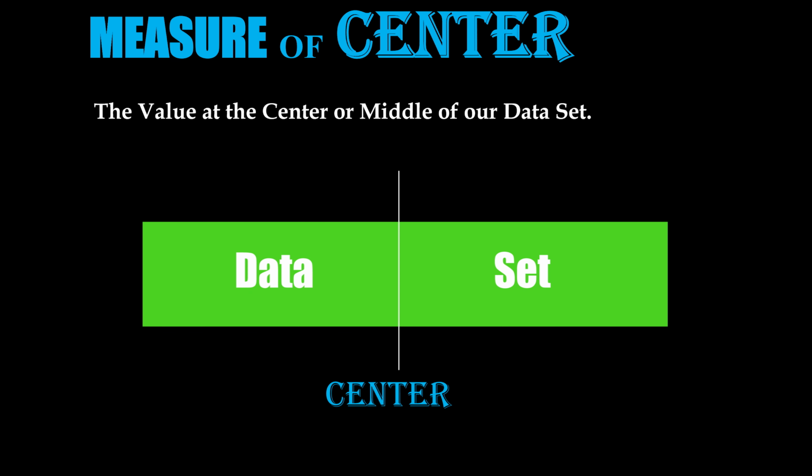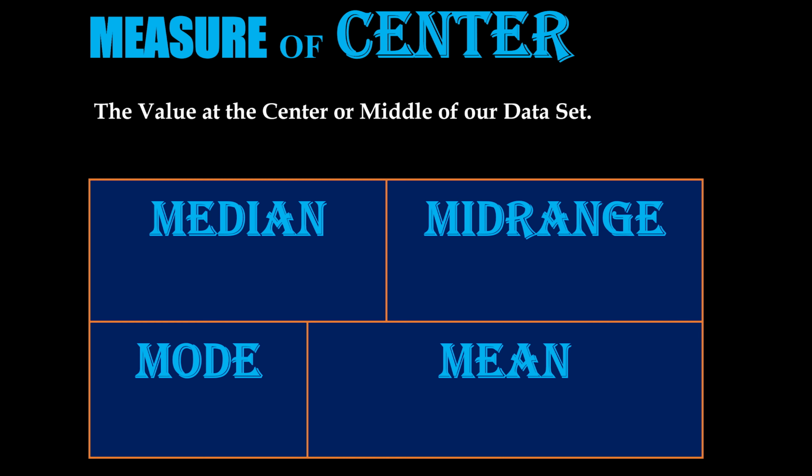In this video, we will talk about the four main ways to measure the center of a data set: the median, mid-range, mode, and mean.